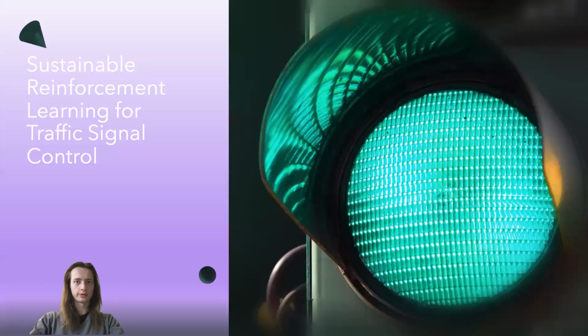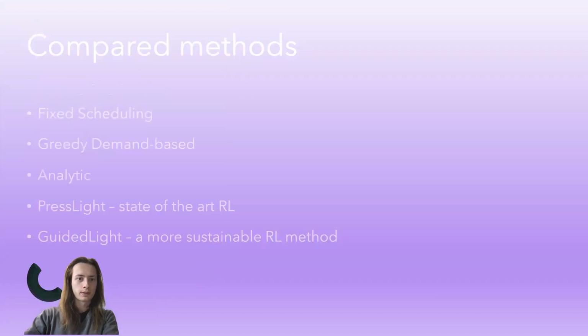Okay, hello everyone to the last episode of our little series. In this episode, we will talk about how we can make reinforcement learning more sustainable when using it for the problem of controlling the traffic lights in a city. So we will look into results of some experiments that we conducted. And as is usually the case with traffic signal control methods, these experiments were conducted in a simulated environment.